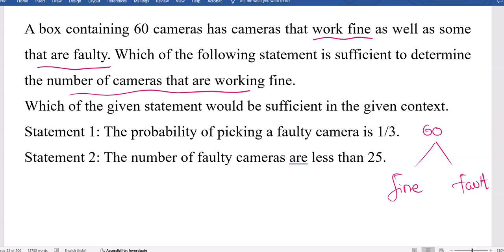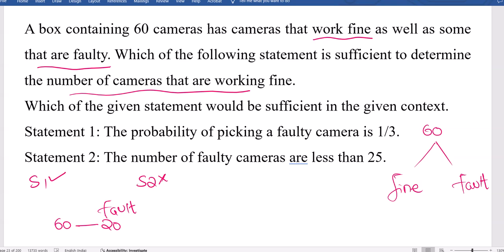One alone. Yes, one alone is sufficient. Two alone is not required. Why is one alone sufficient, sir? See, the number of faulty cameras. Probability means favorable out of total. One camera out of three is faulty, which means out of 60, 20 are faulty. So obviously the fine working ones are 40. That we can easily identify. So using statement one alone.